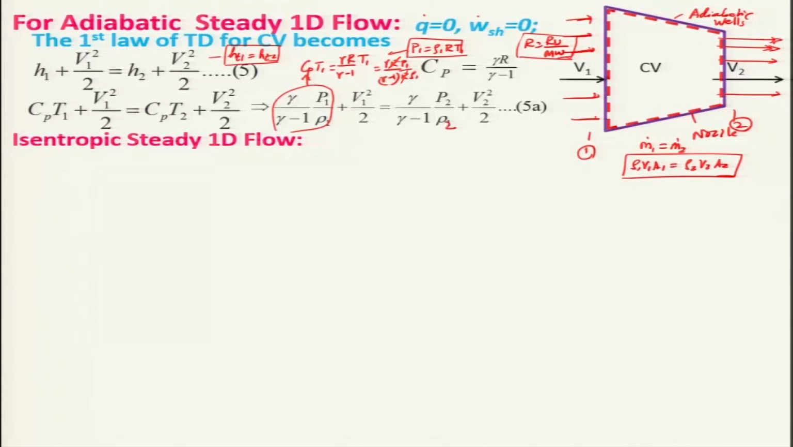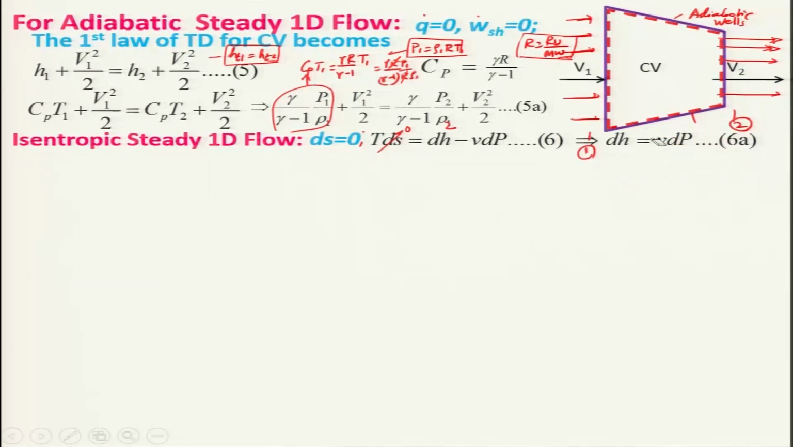If it is an isentropic, steady flow, then we can say that the entropy change is equal to 0, and when the entropy change is equal to 0, then we can invoke the equation T ds is equal to dh minus v dP. For isentropic flow, the left portion will be 0. That means dh is equal to v dP, and v is your specific volume, that is 1 over density.